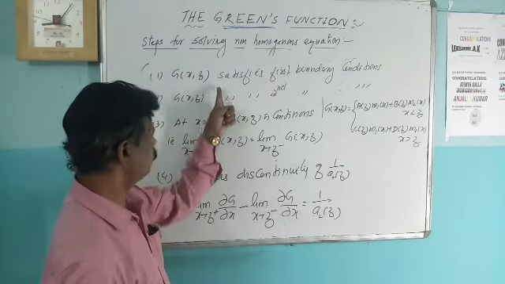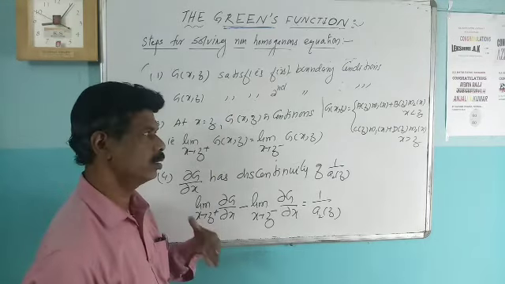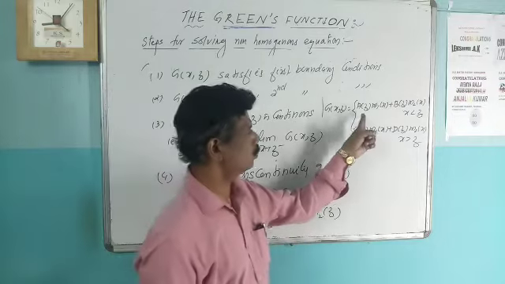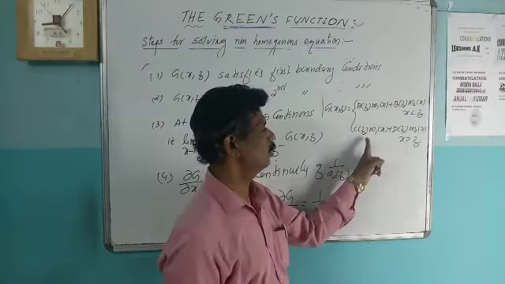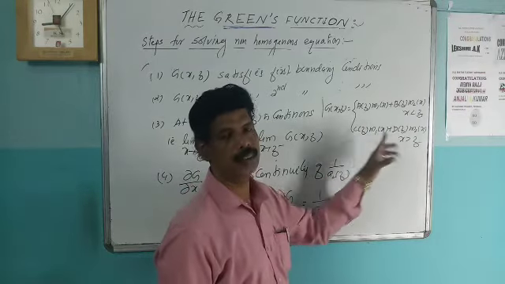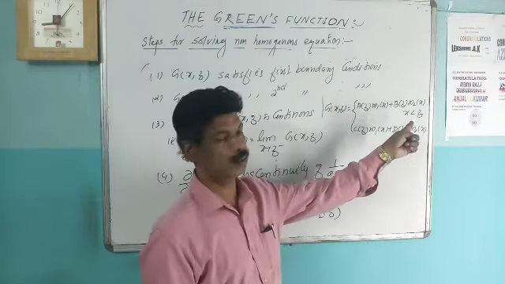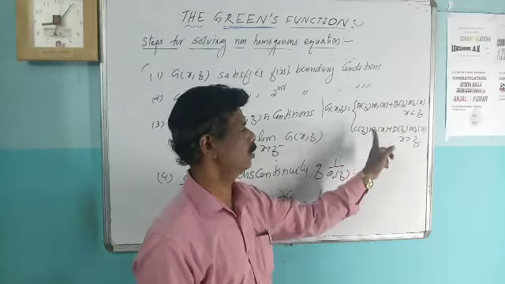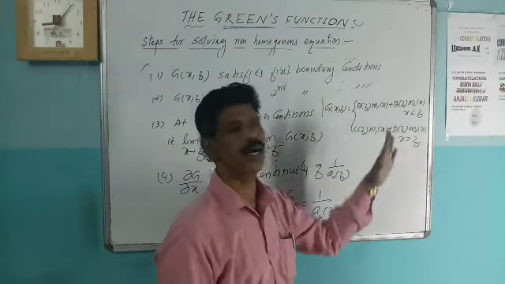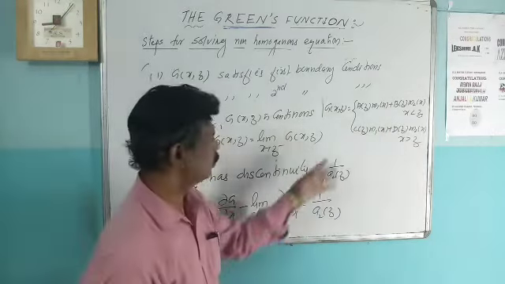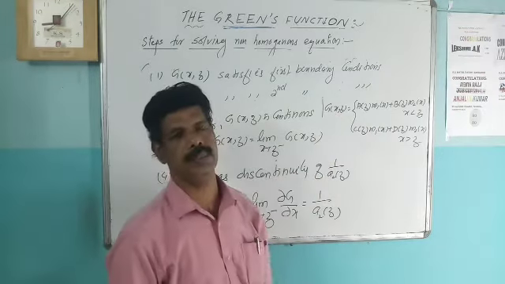By using these four conditions, you can simply calculate the values of a z, b z, c z, d z. Then after getting these values, you substitute them in the equations for x less than z and x greater than z. This is the method of finding Green's function.